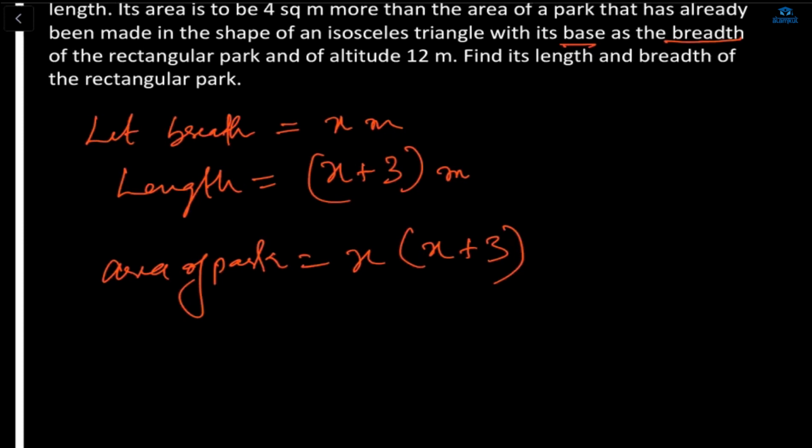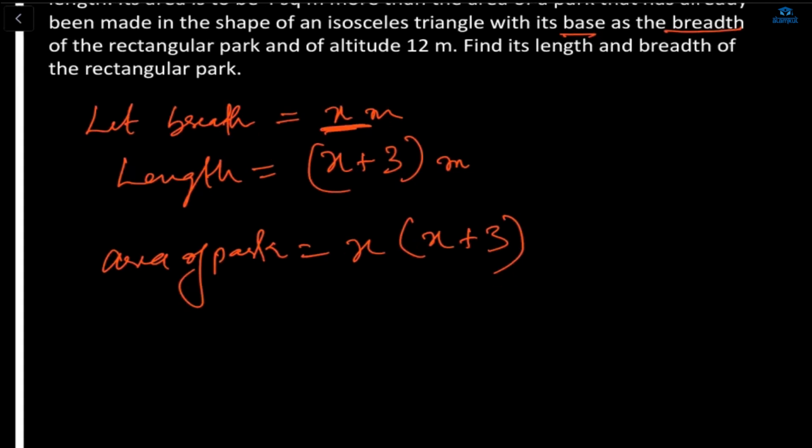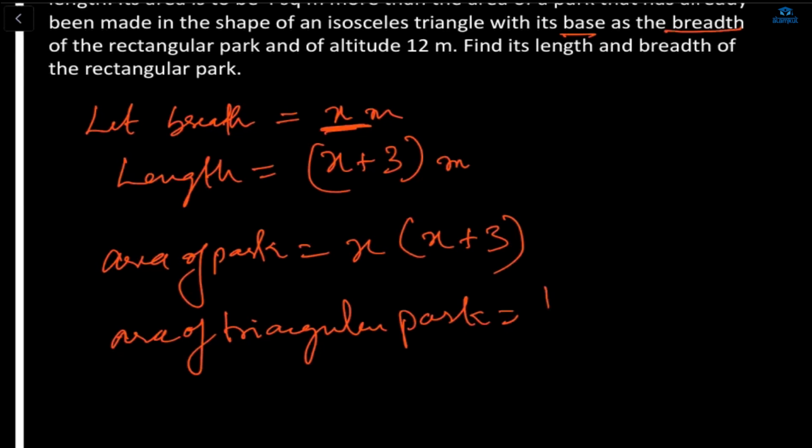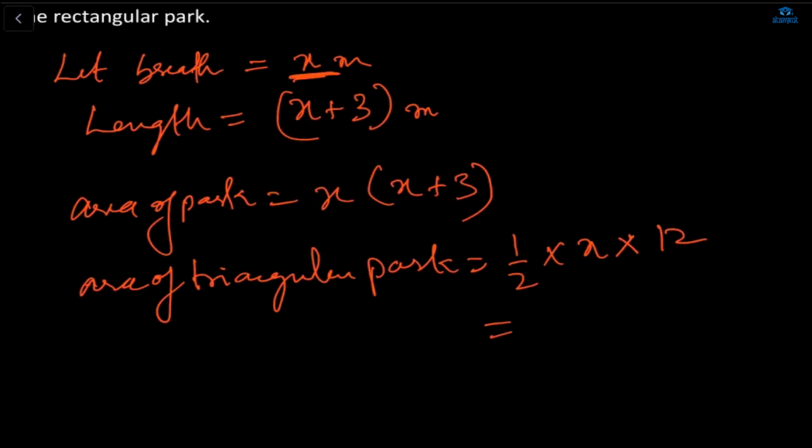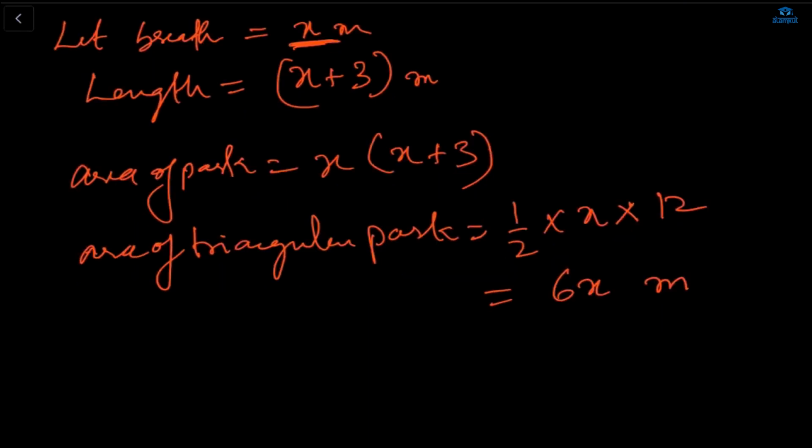The area of the triangle will be half. For you, the base will be x minus 3, but for me, it will be x, because the breadth value I have taken as x, and you have taken x minus 3. So the area of the triangular park will be half base into height, which is 6x meter square.